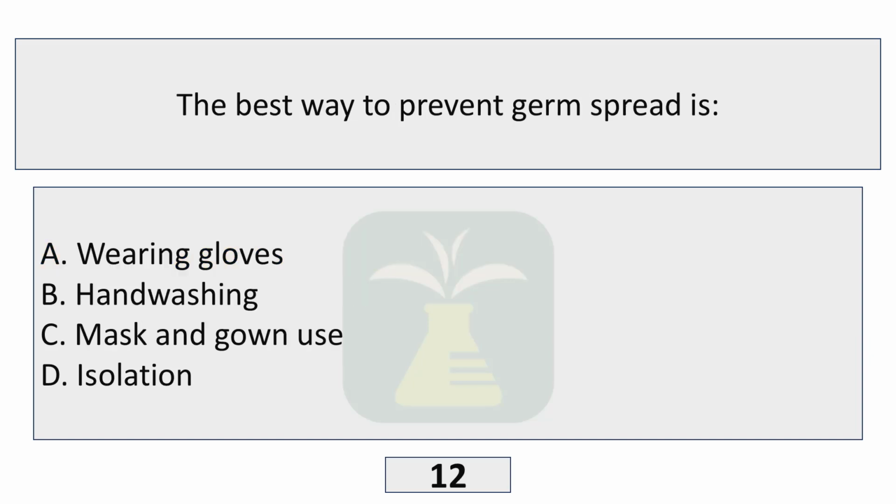The best way to prevent germ spread is: A. Wearing gloves. B. Hand washing. C. Mask and gown use. D. Isolation.